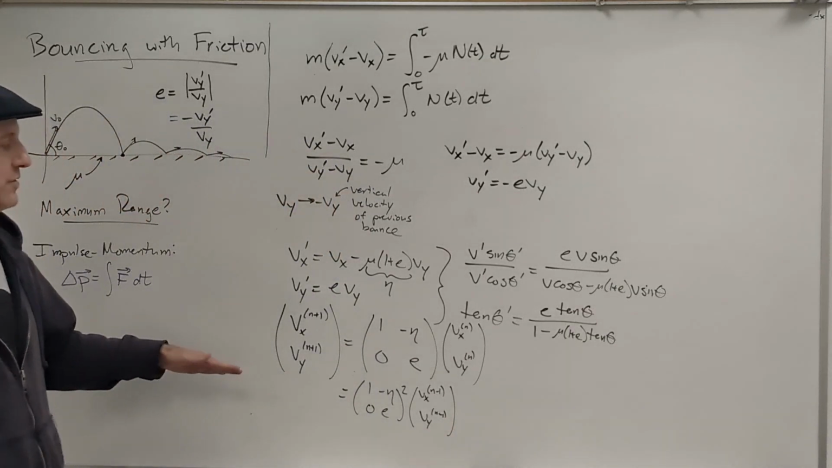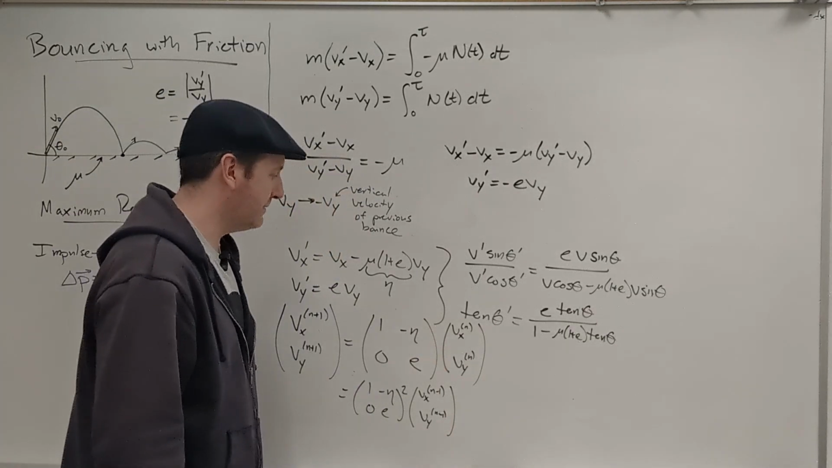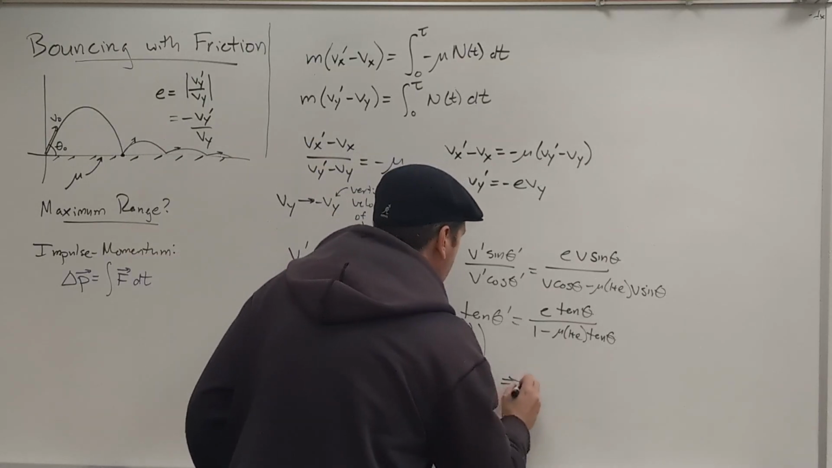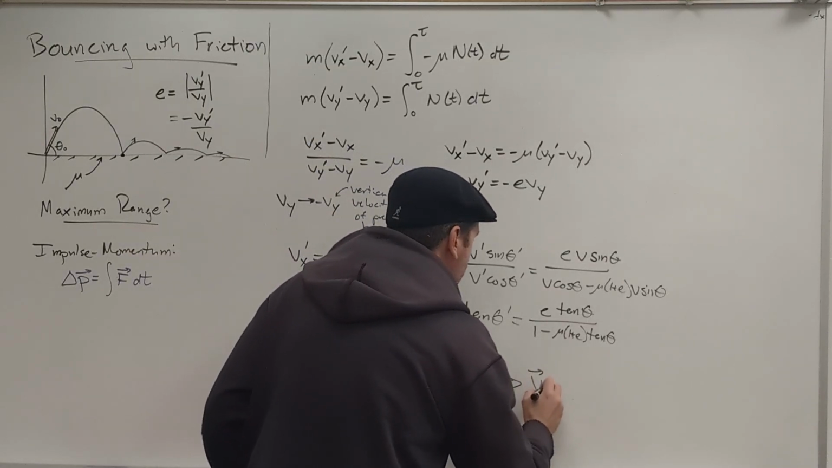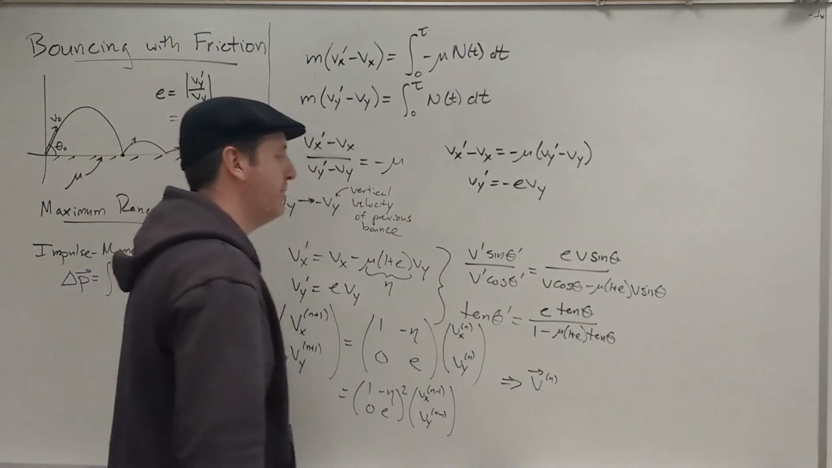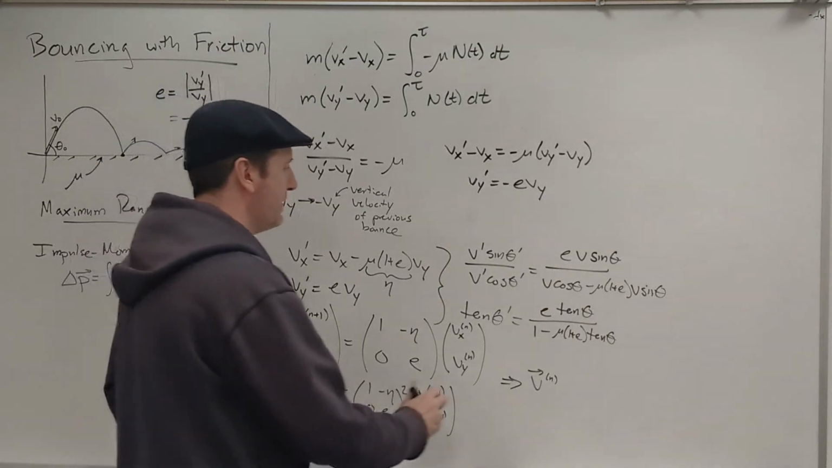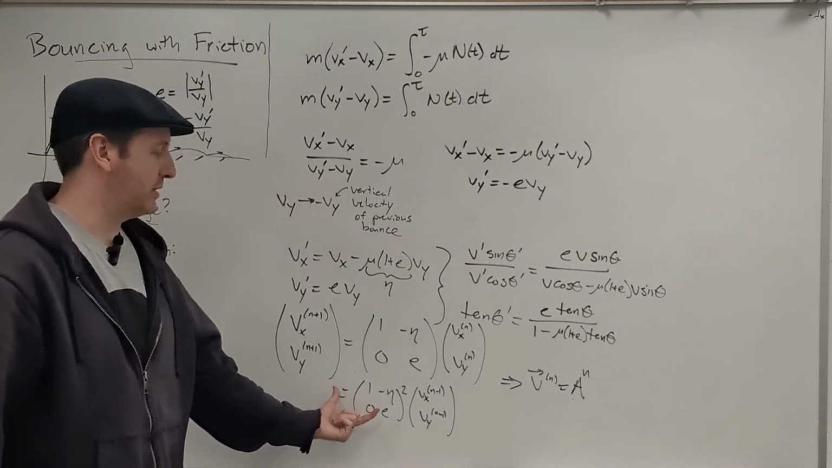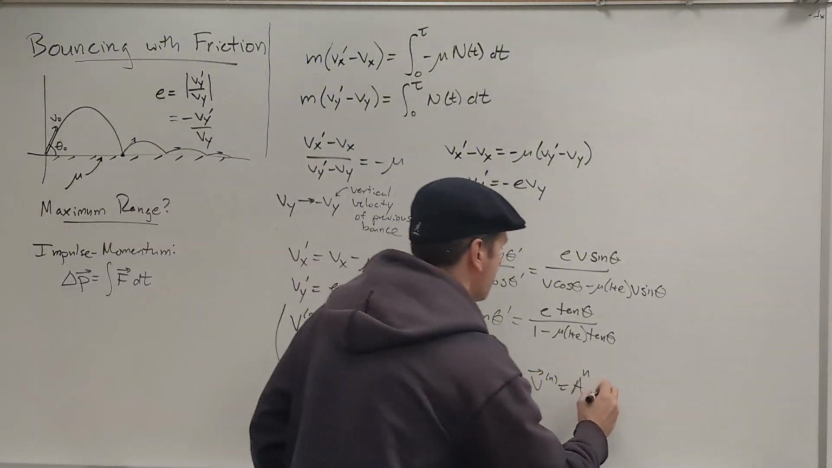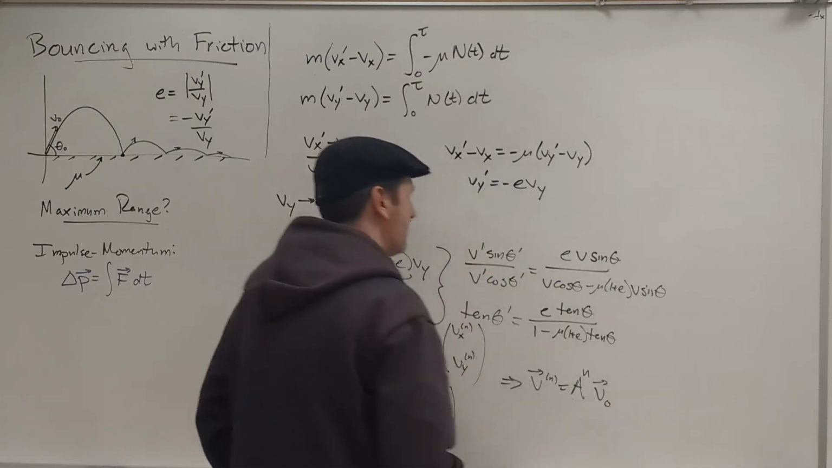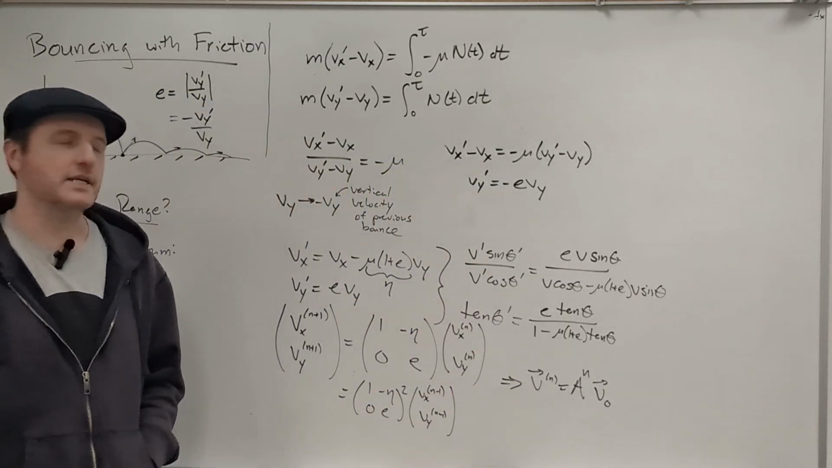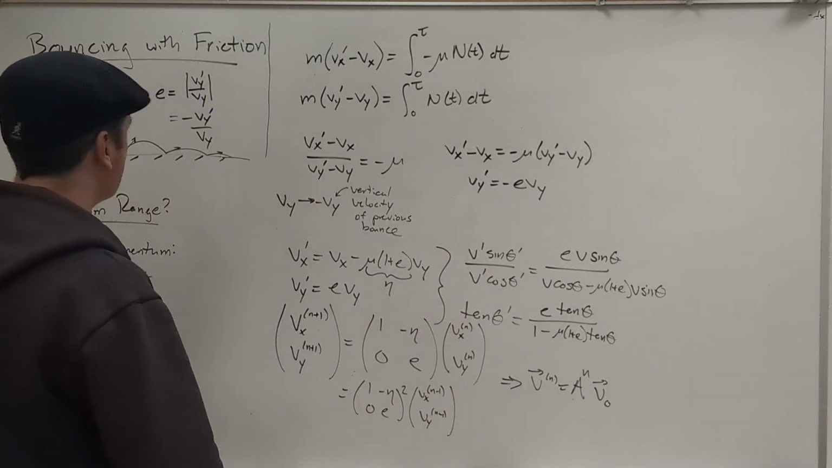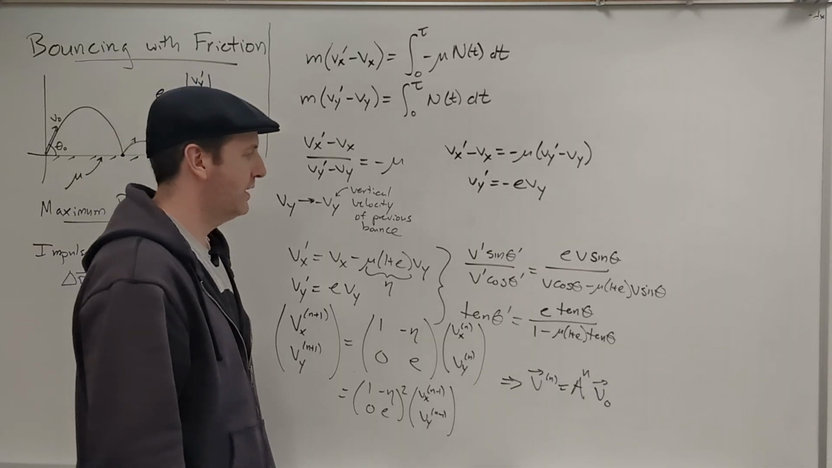And sure enough, we can do this all the way back to the beginning, so that at the end of the day, the velocity of the nth bounce is going to be this matrix, I'll call it matrix A, to the nth power times the initial velocity components. And presumably we know what those initial velocity components are in terms of v naught and theta naught.